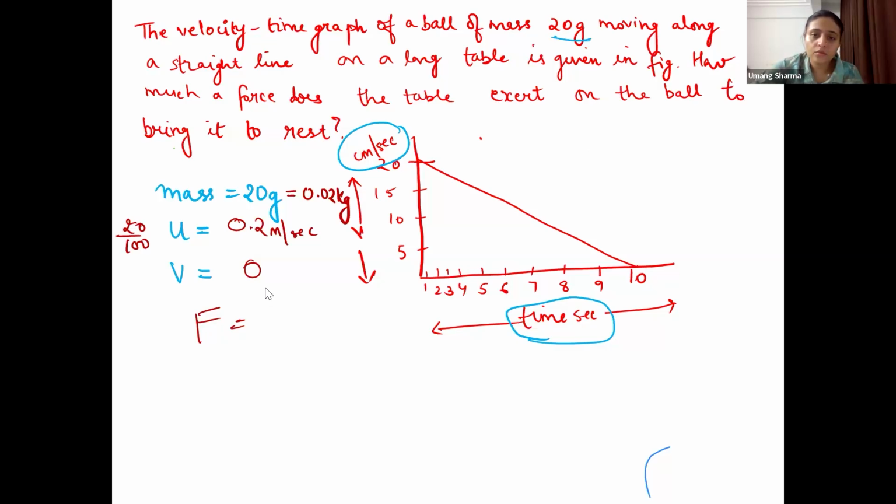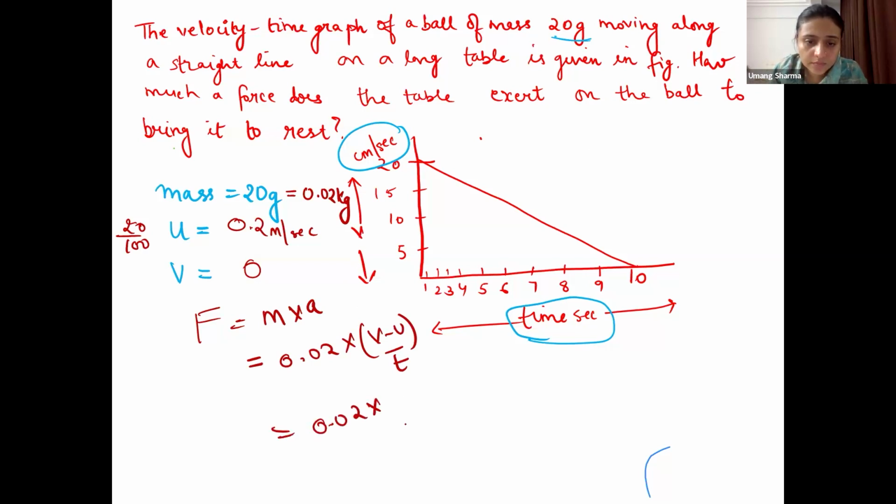You have to do mass times acceleration. You need to elaborate this one. V minus u upon t you have to do. 0 minus 0.2. Time equals to 10 seconds is there. Now tell me what is the answer.